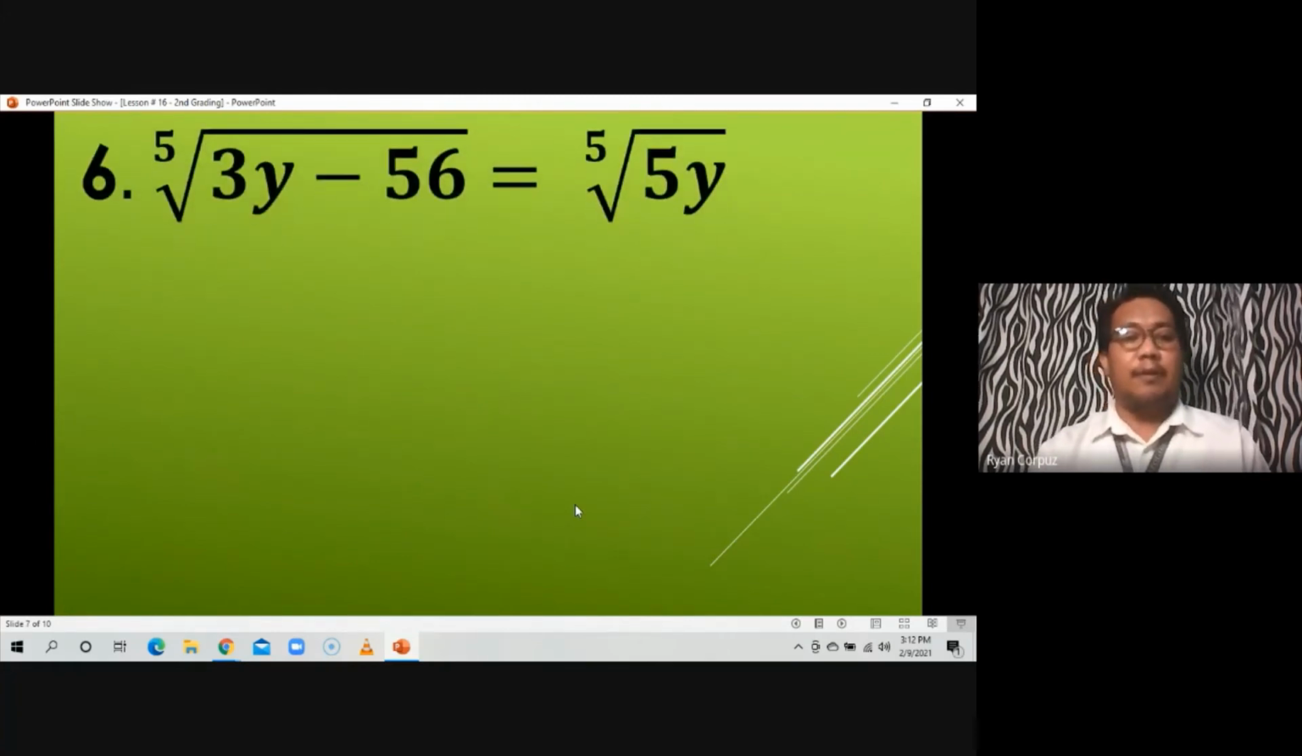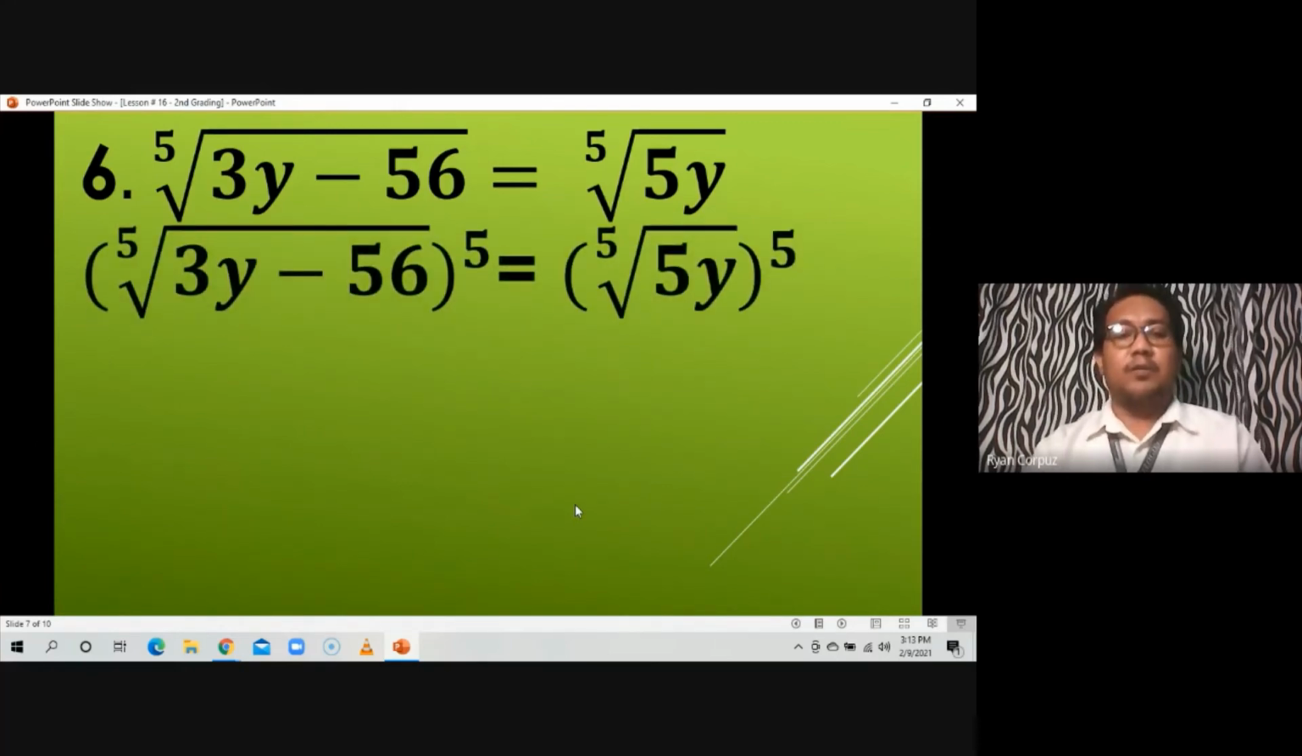Let's have here example number 6. The given is similar to number 5 earlier: the fifth root of 3y minus 56 is equal to the fifth root of 5y. So there are two given radical terms separated on both sides of the equation. If that is the case, what we are going to do first is to remove that fifth root sign in the given equation. We can do that by raising both sides of the equation to the same power as the index. Since the index is 5, we are going to raise both sides of the equation to 5.